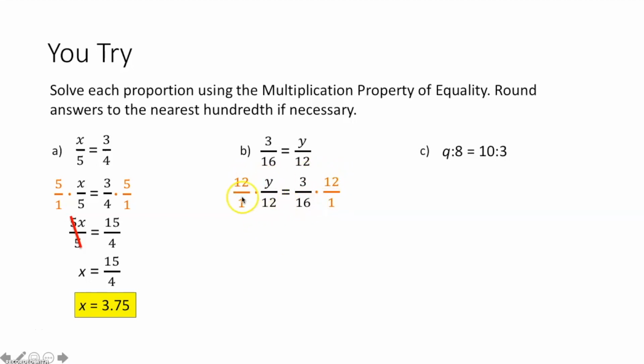If you didn't see that, you can multiply straight across like you normally would, and now you see they're going to cancel each other out and we get y is equal to 36 over 16. Since we're rounding to the nearest hundredth, we divide this in our calculator, we get y is equal to 2.25.